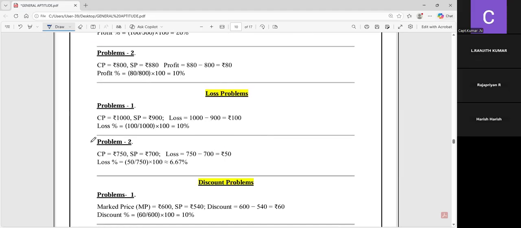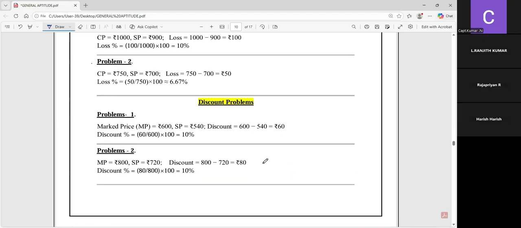In the loss problem, the cost of the product is 750, and the selling price is 700. What is the loss here? 750 minus 700. So what is the loss percentage? The loss amount is 50 rupees, and the cost of the product is 750 rupees, into 100. 6.67% loss is the result.